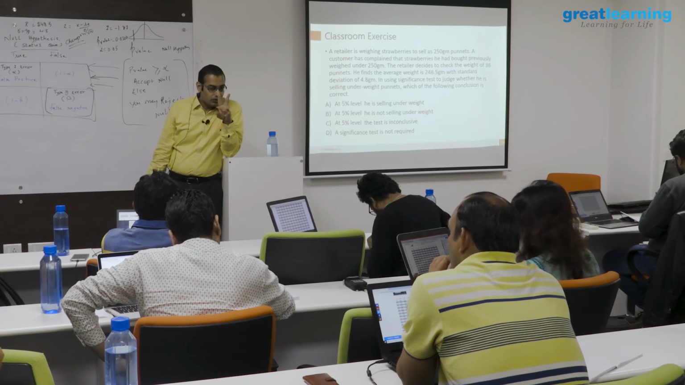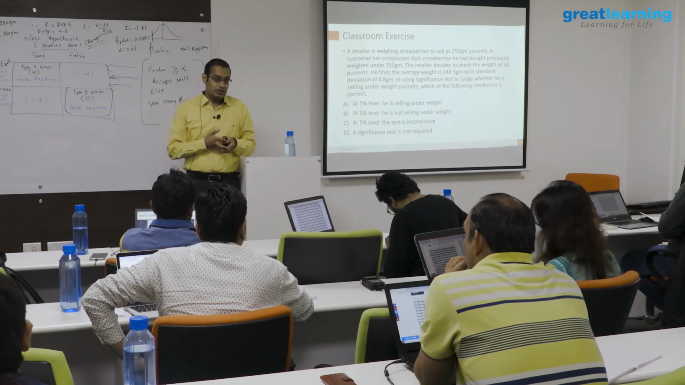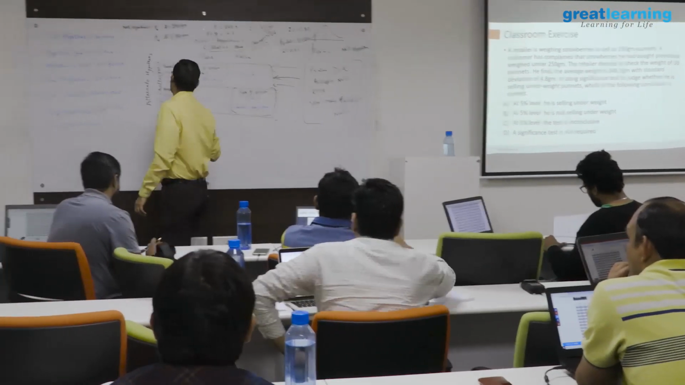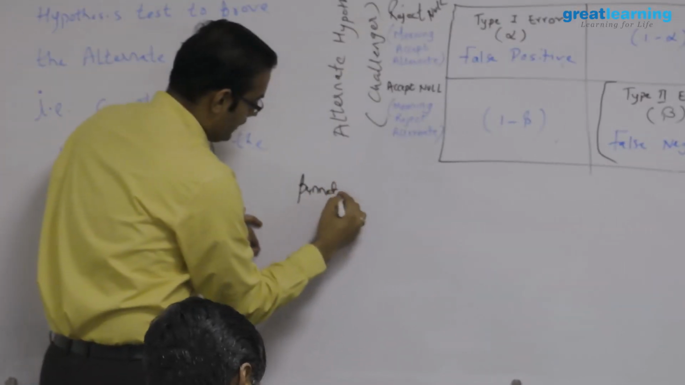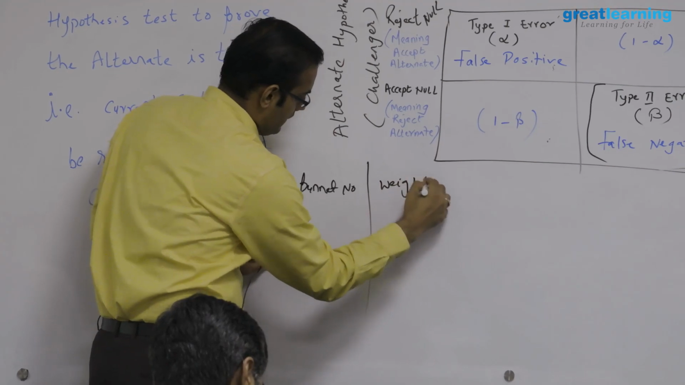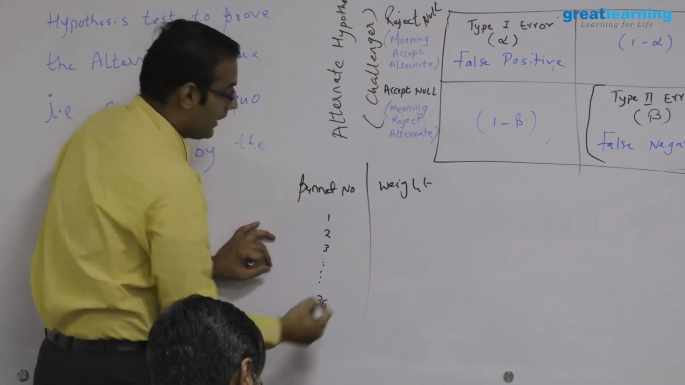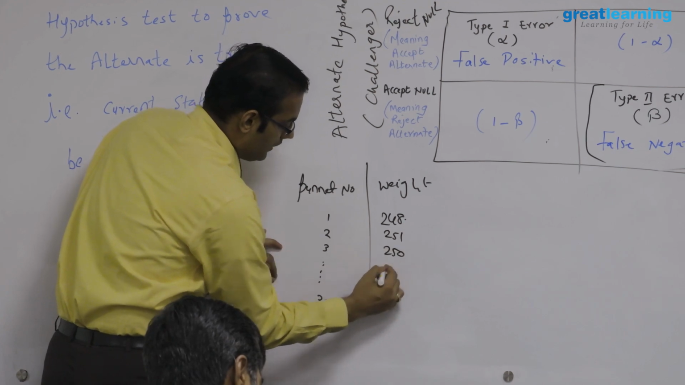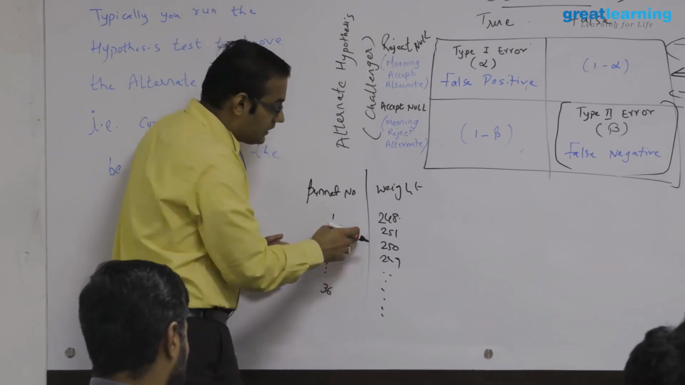See, there are two different words. One is a sampling distribution standard deviation. In this case, the value that I have got as a standard deviation was of punnet weights: 1, 2, 3, up to 36, and the values are something like 248, 251, 250, 249. I am computing standard deviation of this.